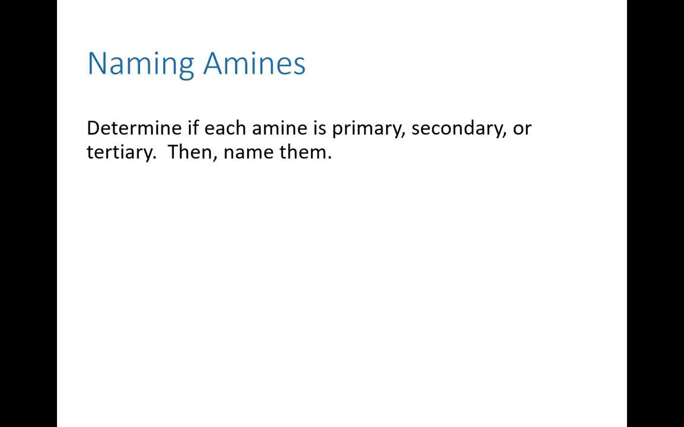So let's take a look at a few amines here and determine if they're primary, secondary, or tertiary, and then we want to name them. So here we have a nitrogen. It is bonded to one carbon, so that is going to make it primary. We could also look at the hydrogens, although that's less easy. If it's bonded to one carbon, it will have two hydrogens. There's also a lone pair, although I've elected not to show it here.